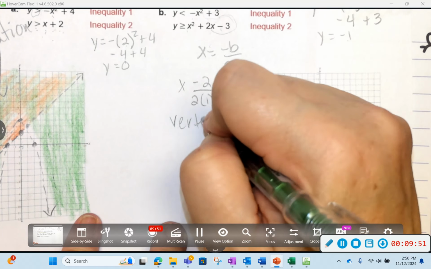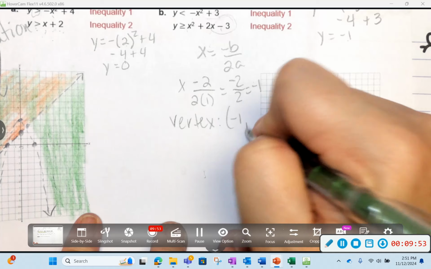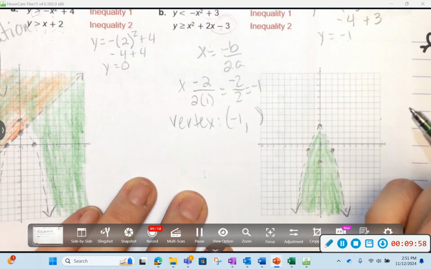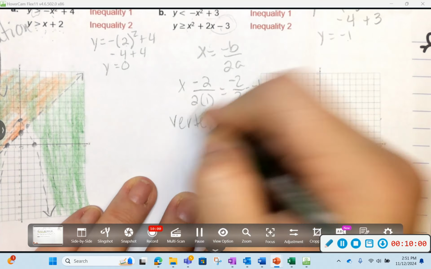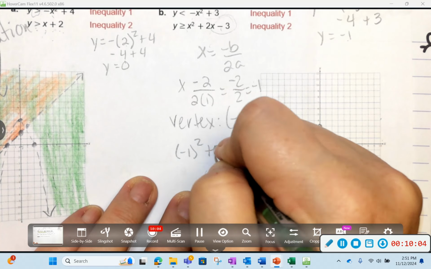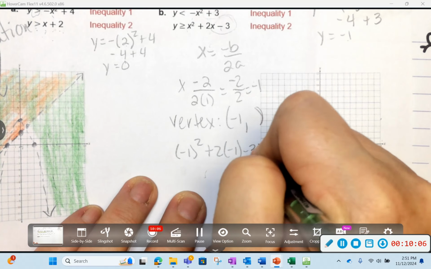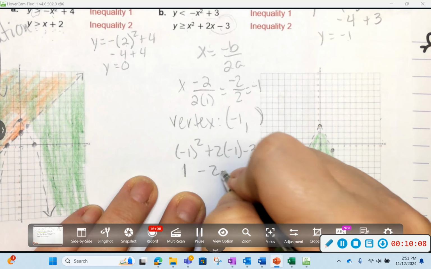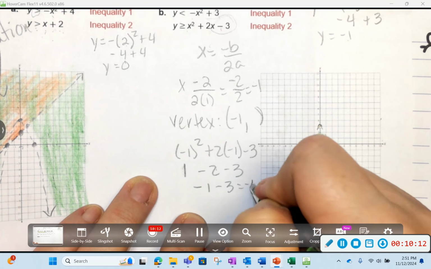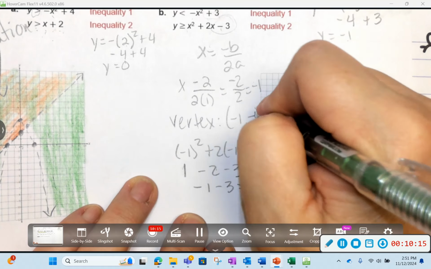So our vertex is -1 comma something. So how do we find that something? We plug in the -1. So we have -1 squared plus 2 times -1 minus 3. So our vertex is -1, -4.